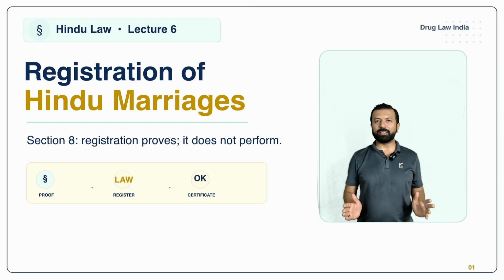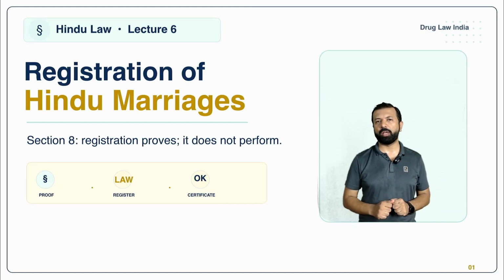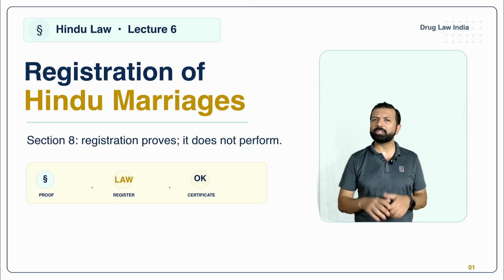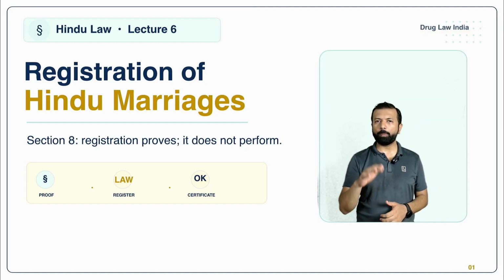In our previous lecture, we laid the groundwork by studying the background and a broad overview of the Hindu Marriage Act of 1955. Now that we have understood the framework of the Act, we are moving to a very practical topic, that is registration of Hindu marriages. At first glance, registration may look like a simple administrative step. You may even think, sir, registration simply means getting a marriage certificate, right? But legally, the topic goes much deeper.